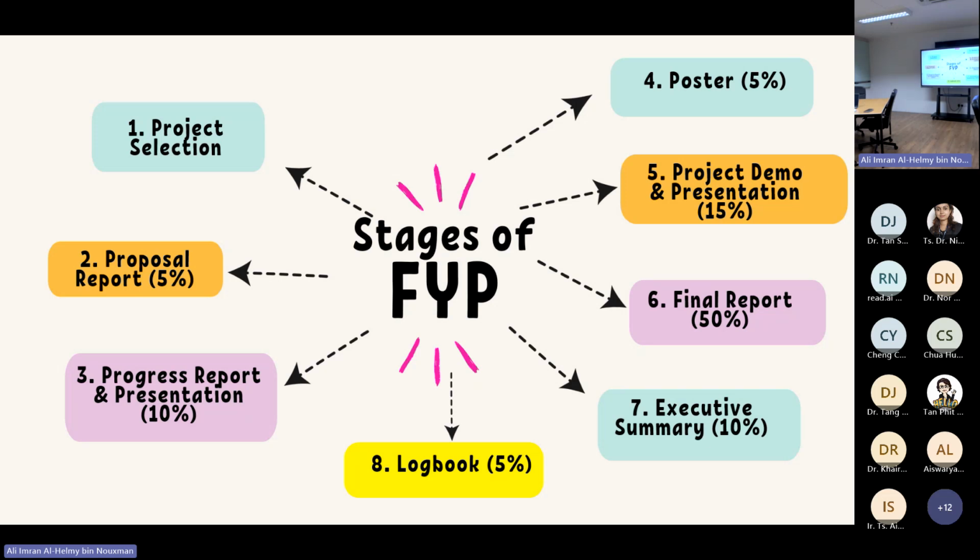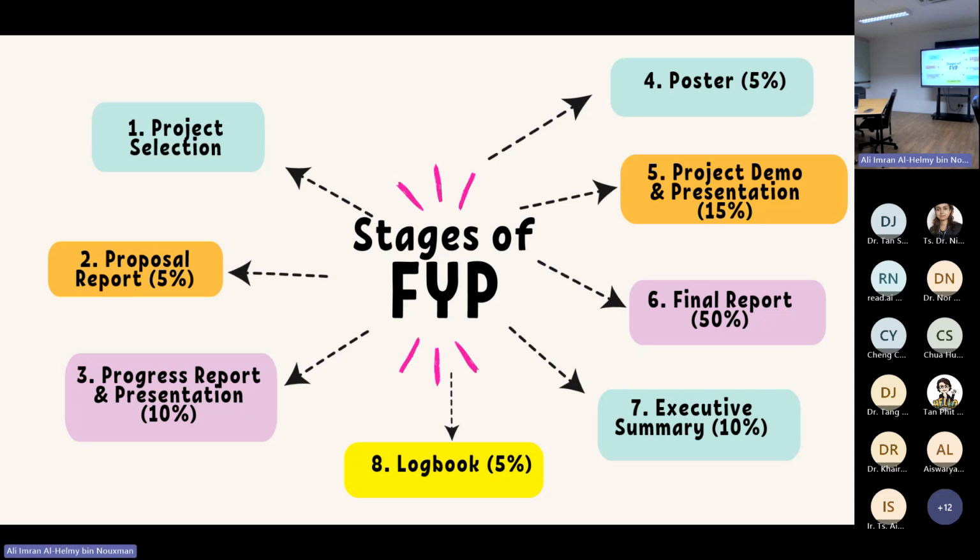So we run it for 2 semesters in School of Engineering. Okay, so the first project selection, project proposal, until the third progress report and presentation, it is carried out during FYP1. It is 1 semester work. And then on the right side, we have poster, project demo, presentation, final report, and executive summary. It will be carried out during semester 2 of FYP, the second semester of FYP. So for the item number 8, logbook, it is a continuous process from FYP 1 to FYP 2.